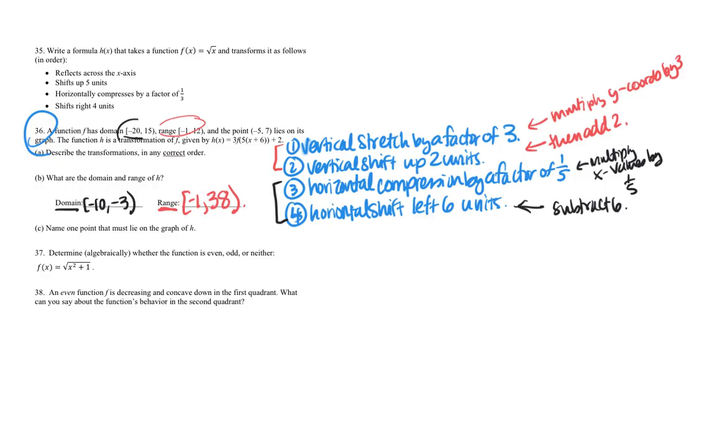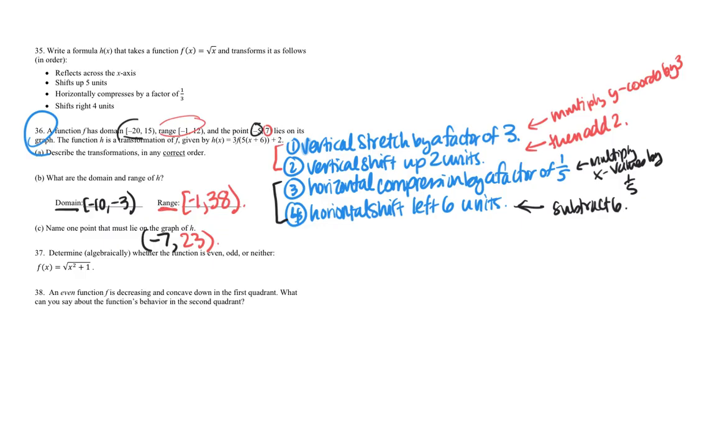Okay. And then I want to name a point that lies on the graph. So we're going to do the same thing. My point is negative 5, 7. For the negative 5, I'm going to multiply by 1/5, and then subtract 6. If I multiply that by 1/5, I'll get negative 1. If I subtract 6, I'll get negative 7. And for the y coordinate, I start with 7. I multiply it by 3, so that's 21, and then add 2, so 23. So that's the point on my new function.